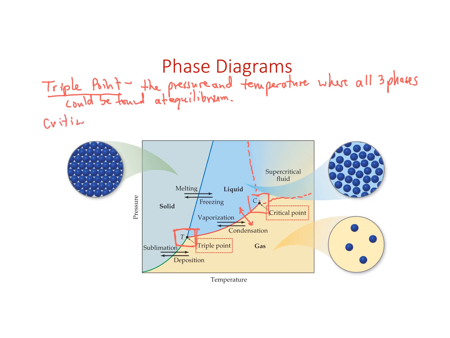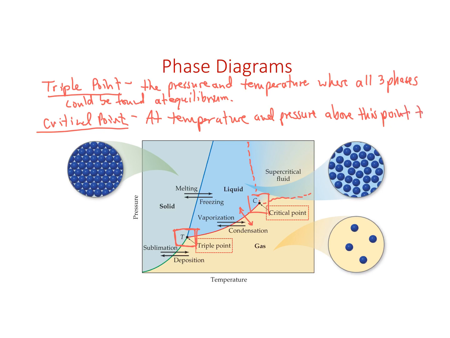And so the critical point: at temperatures and pressures above this point, the sample demonstrates properties of both gas and liquid. So kind of an interesting region of that phase diagram.